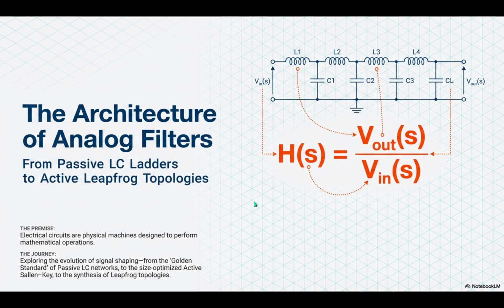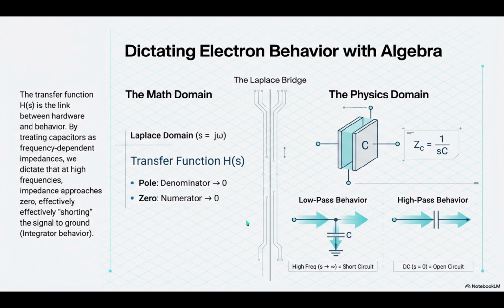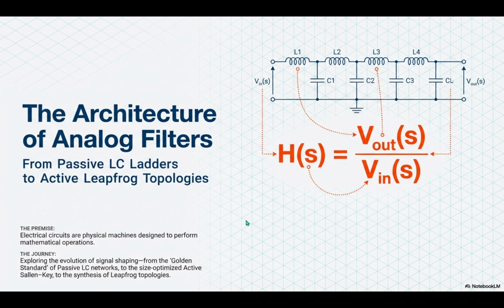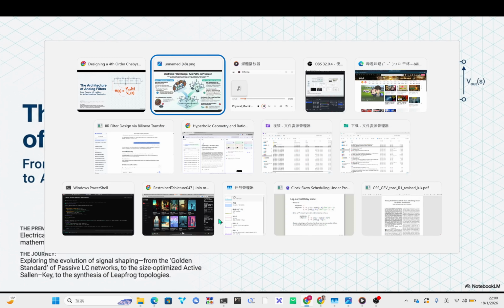We're going on a bit of a journey from the heavy golden standard of old school passive components through the active revolution, and then finally to how we basically simulate physics on tiny silicon chips today. It's not just about making things smaller, it's really about control. So we're going to look at some of the math, a few famous circuit topologies like the Sallen-Key, and this really elegant concept called the leapfrog filter.